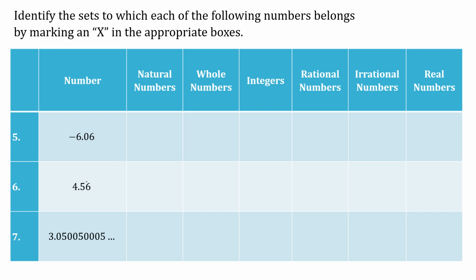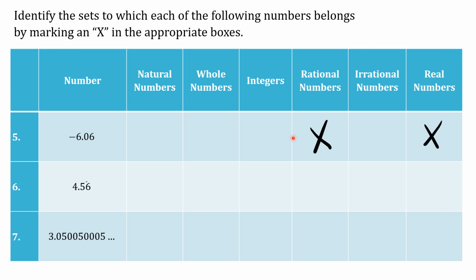Negative 6.06. That's definitely not a natural number, right? Definitely not a whole number. Whole numbers aren't allowed to be negative. It's not an integer because it's got a decimal part, but it is a rational number. Remember, rational numbers are going to be those terminating or repeating decimals, right? So negative 6.06, that's a terminating decimal. It ends at 6. So it is a rational number, and rational numbers are part of the real numbers.